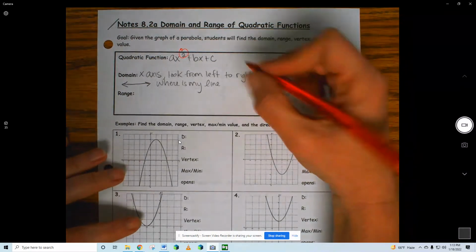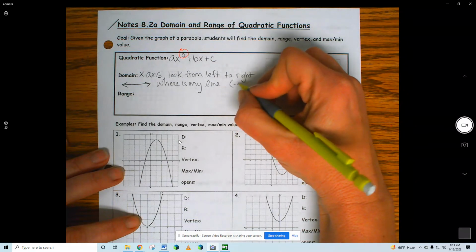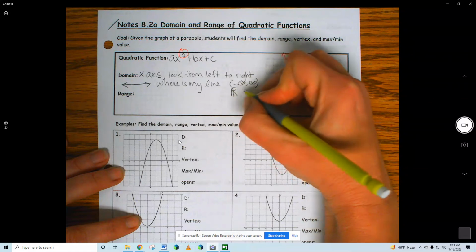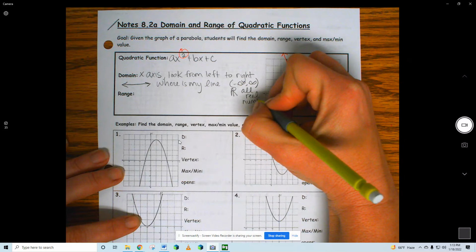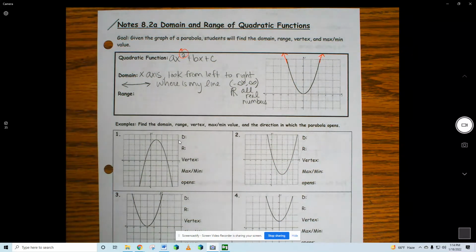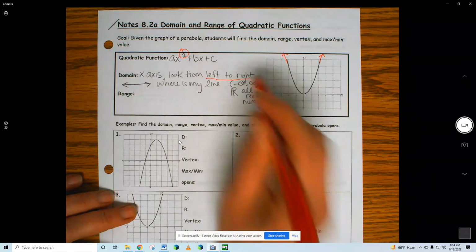So in a quadratic function, most of the time your domain is going to be negative infinity to positive infinity. I can also use this R to say all real numbers. But it's important that you know you go from left to right.